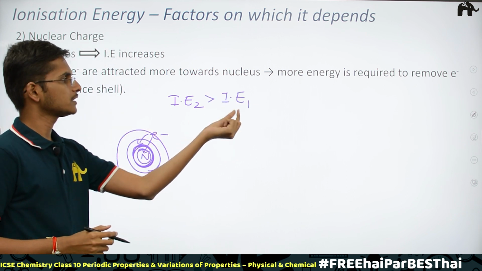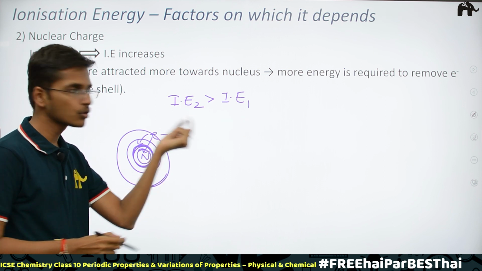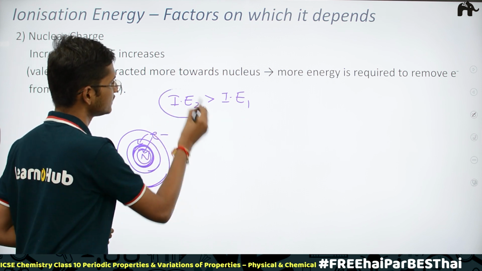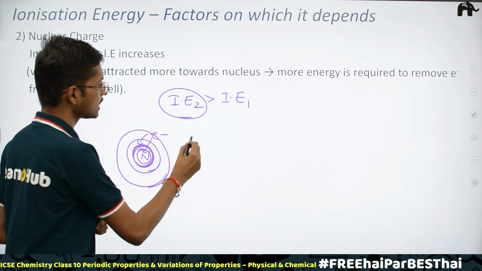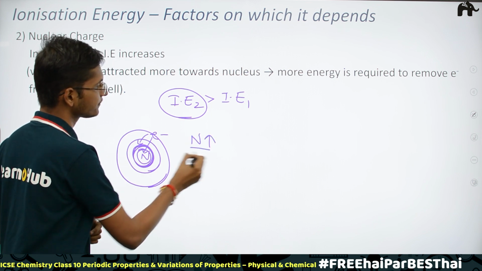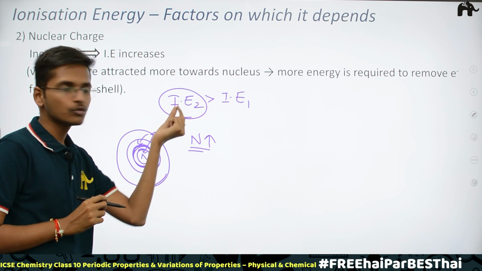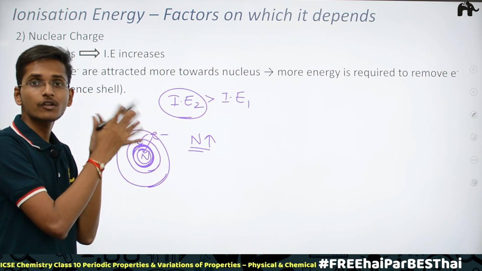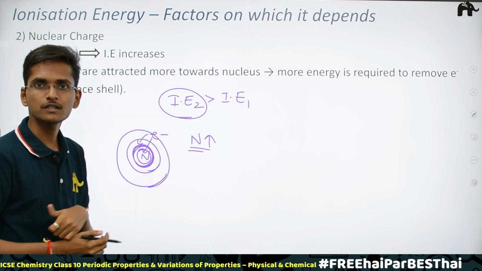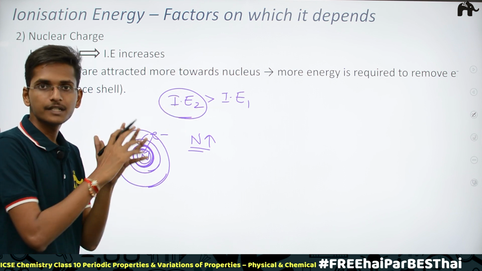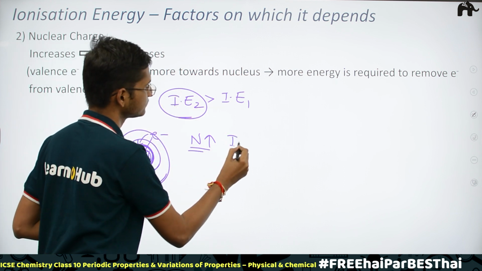The first case is having less nuclear charge, the second case is having more nuclear charge. So what is it indicating? When nuclear charge is increasing, ionization energy is also increasing. Because ionization energy in the second case is more than the first. So absolutely it is increasing.